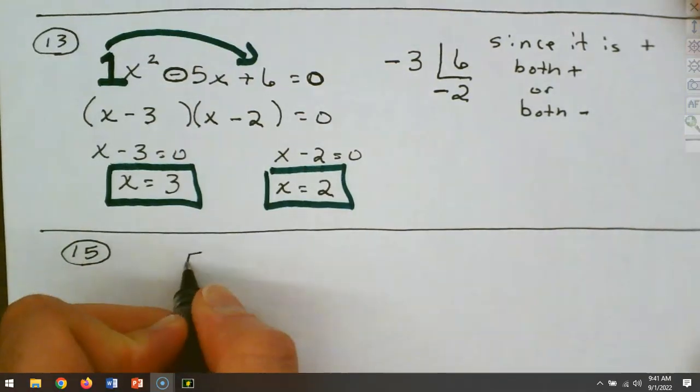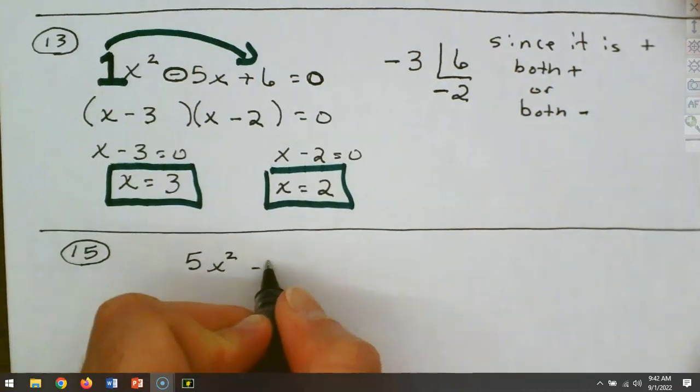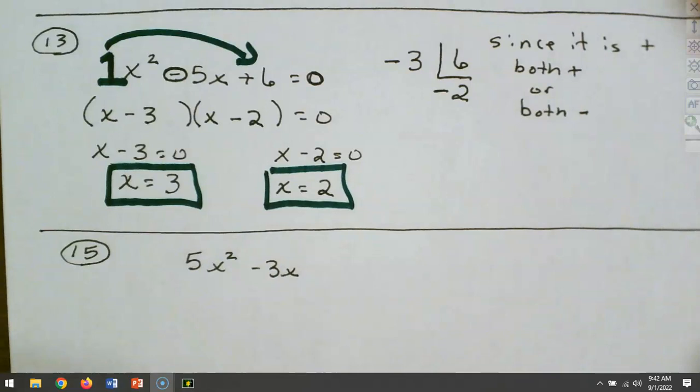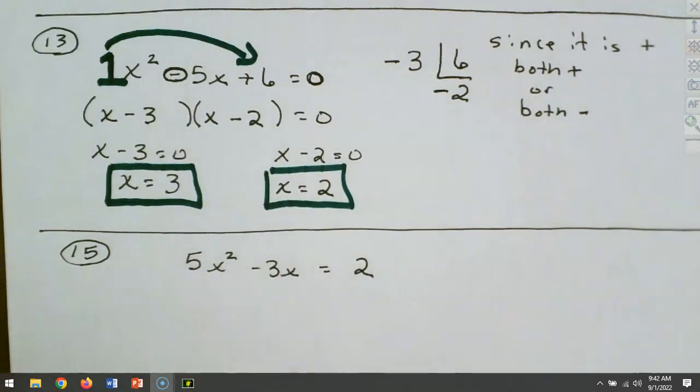So question 15 is 5x squared minus 3x equals 2. So what's our procedure? Let's go back and remind ourselves about zero factor. Okay, it's called zero factor, so that means we start by setting this equal to what? Equal to 0, right? So whenever it's a quadratic, set it equal to 0. So move that 2 over.